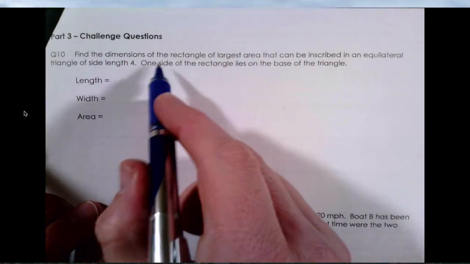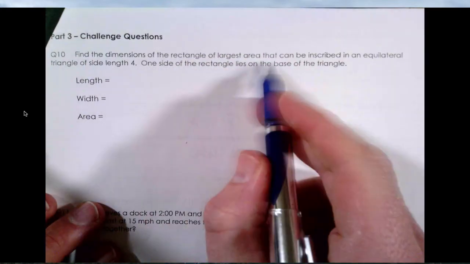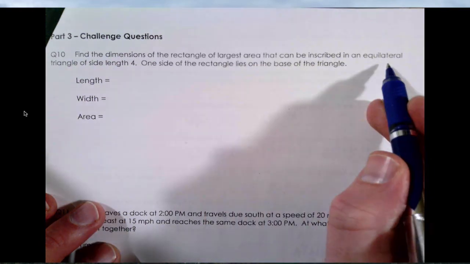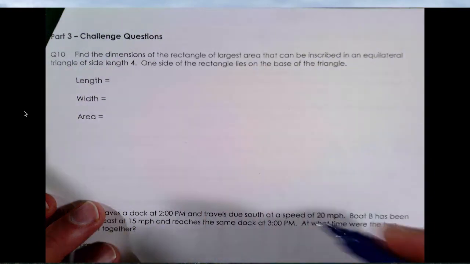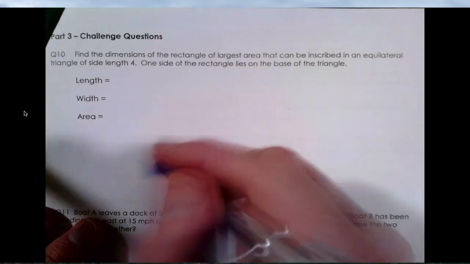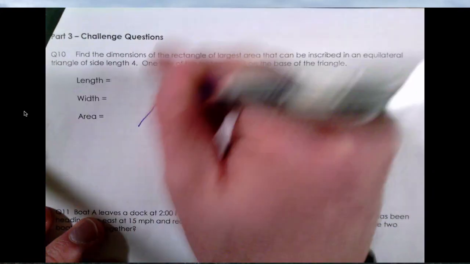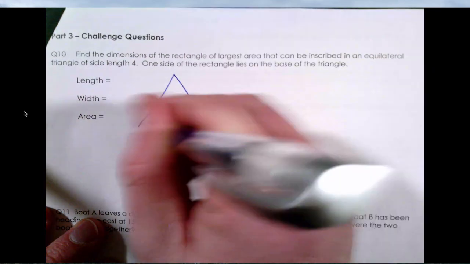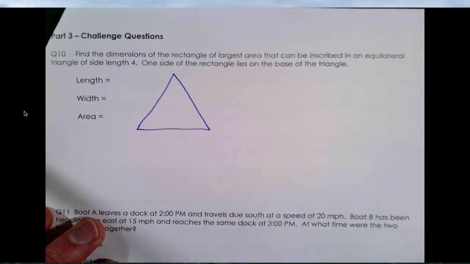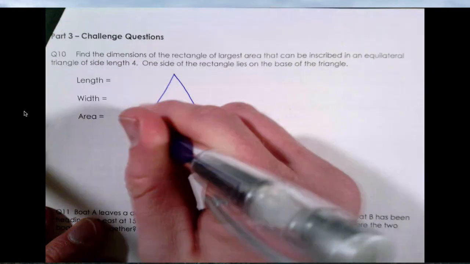All right, the dimensions of the rectangle of largest area that can be inscribed in an equilateral triangle of side length 4. Okay, so we need a decent picture. All right, so I need a triangle that is equilateral. So what we know is all sides are the same and every angle is 60.